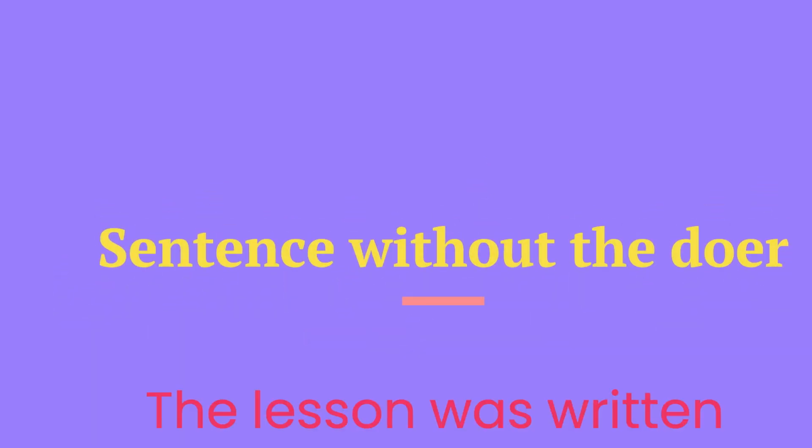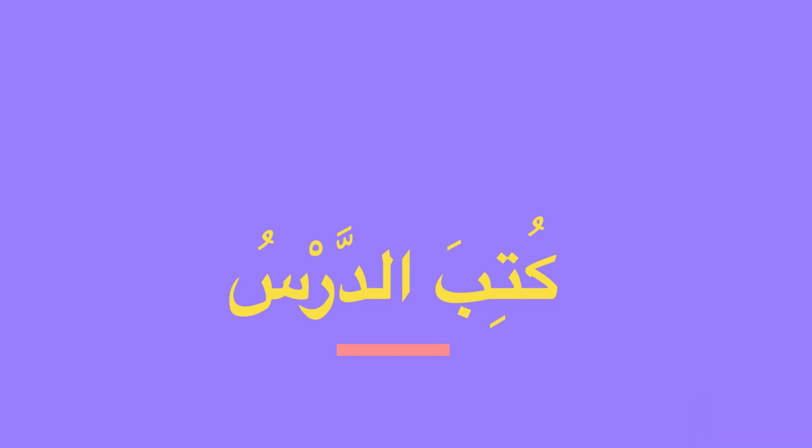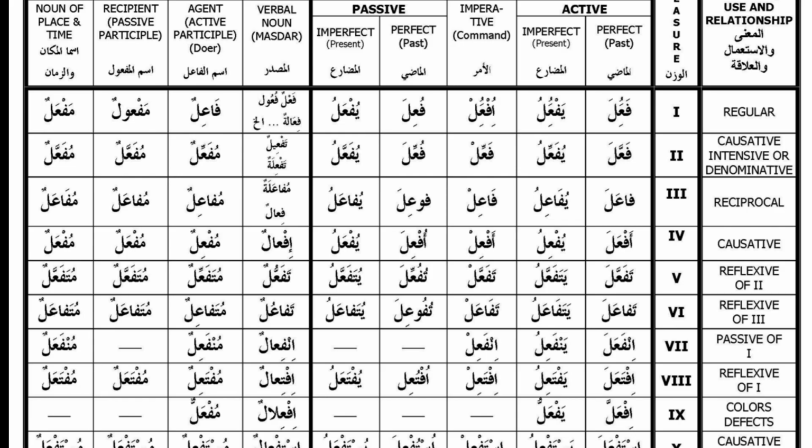We're going to look at another sentence without the doer of the action. كتب الدرس. So the talib is omitted here. He is the subject of the sentence, and the verb is converted automatically into the passive voice since there is no subject. Kutiba, notice the difference between kataba and kutiba. Kutiba, the vowel is different.